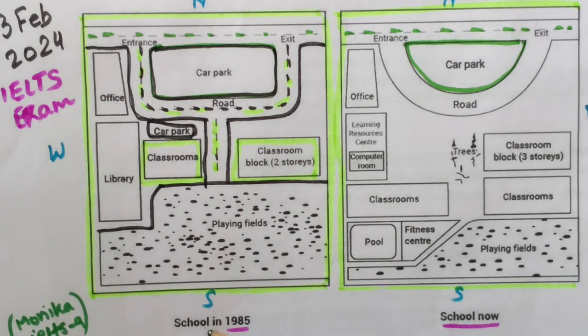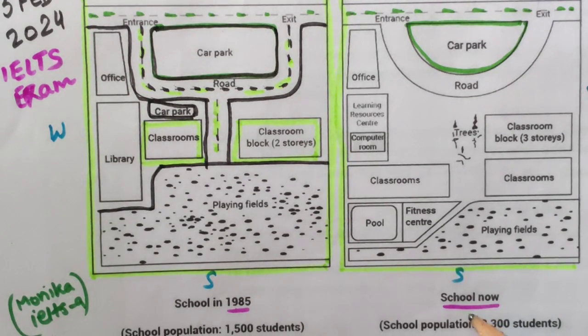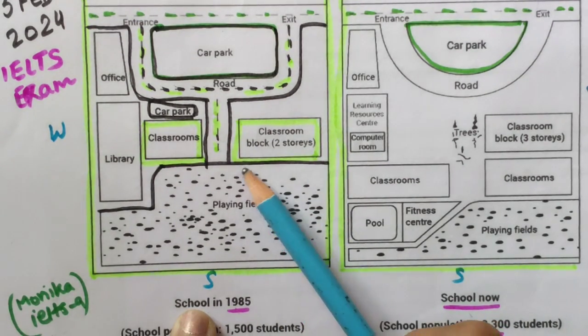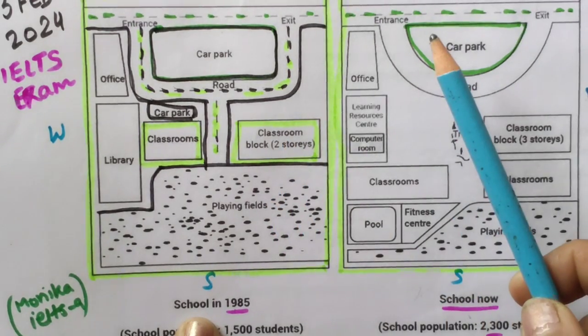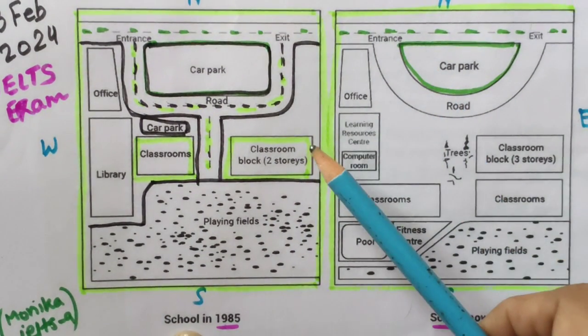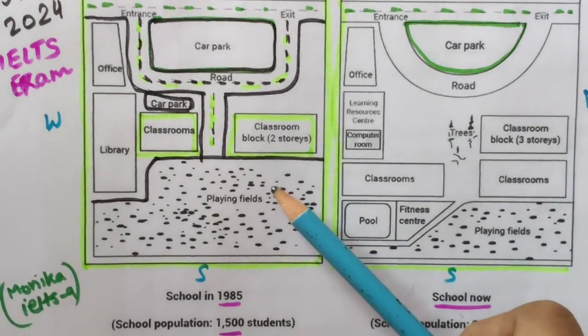One map is about the school in 1985, and another is the school now. So it means this is past and this is present. So what other things can you see? I am doing my first step, which means we are doing writing task 1 planning.